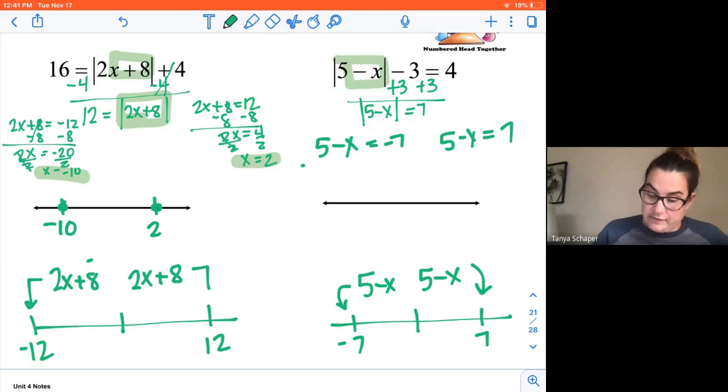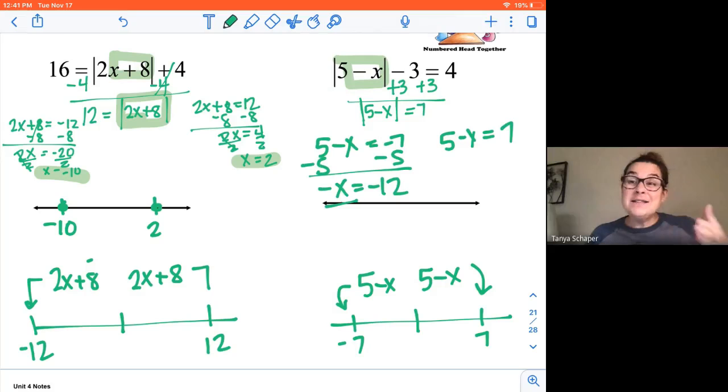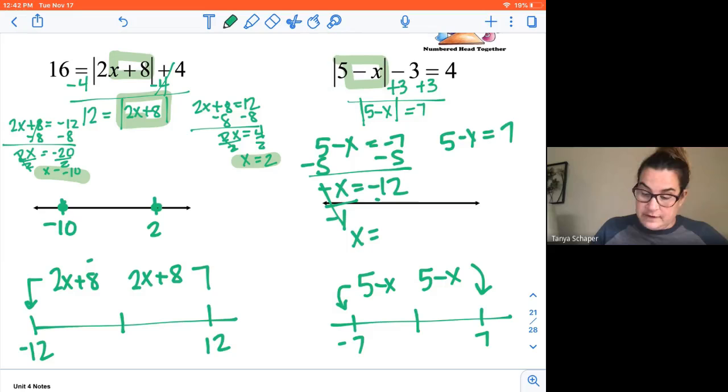So I'll subtract 5 from both sides. So negative x equals negative 12. I want to know what positive x equals, so I'm going to divide by negative 1. Negative divided by negative is positive. Divide by negative 1, so x equals 12.